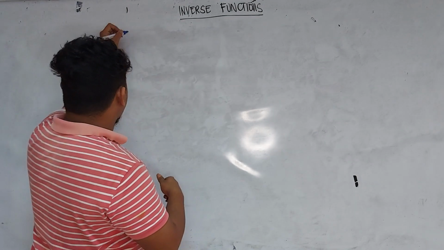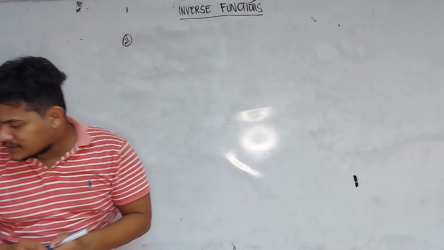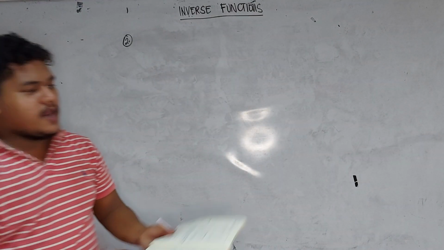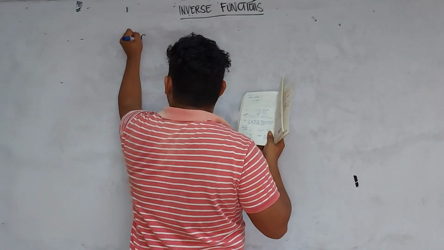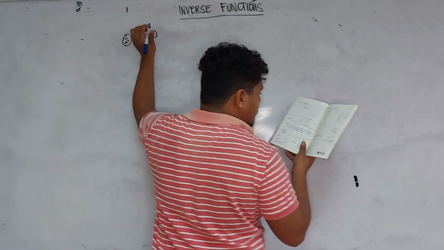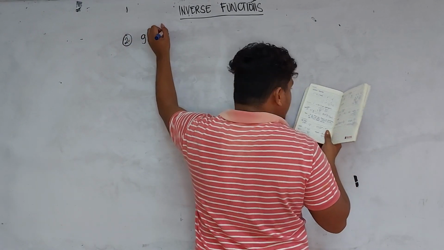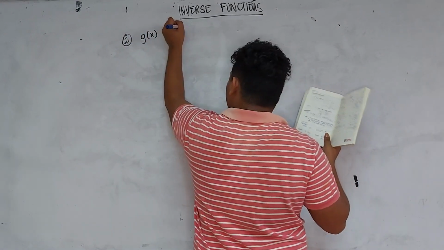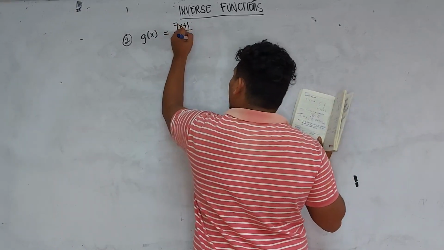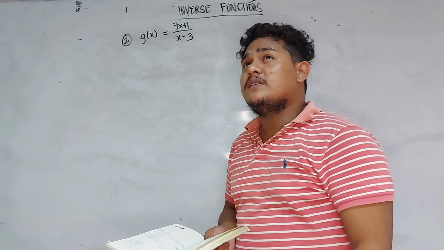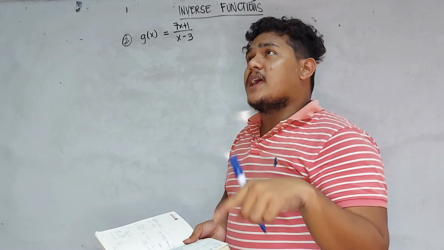Let's continue. Number 2. For number 2, find the inverse of g of x equals, so g of x ang given. So, yung inverse would be, ang kabaliktaran ng g, which is f, you have 7x plus 1 over x minus 3.